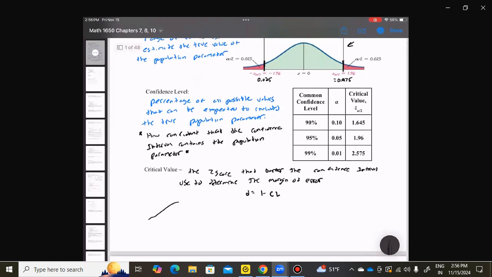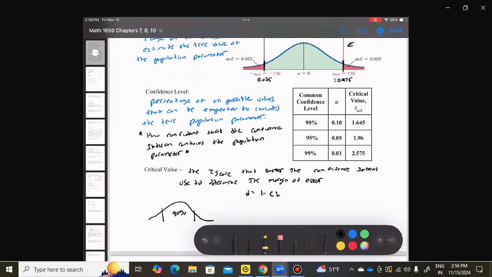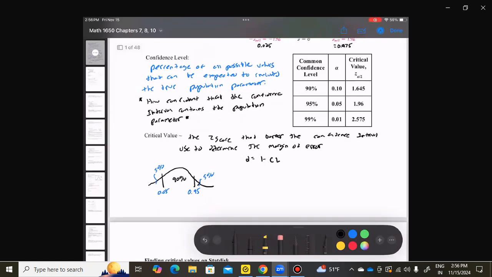I can graph it a little bit for the 90%. For 90%, that means here is 5%. This is 5%, so we're looking at 0.05 and 0.95. For 99%, you're looking at 0.5% on each side, so 0.005 here, and this is 0.995.